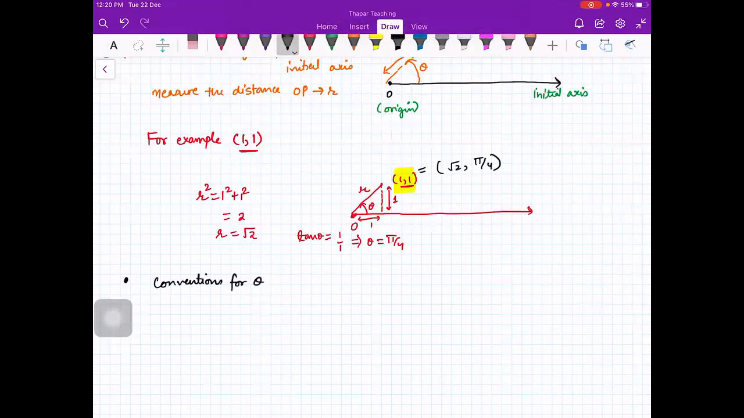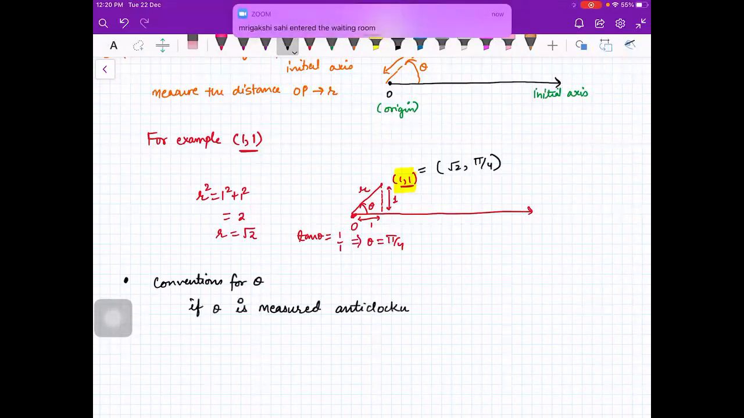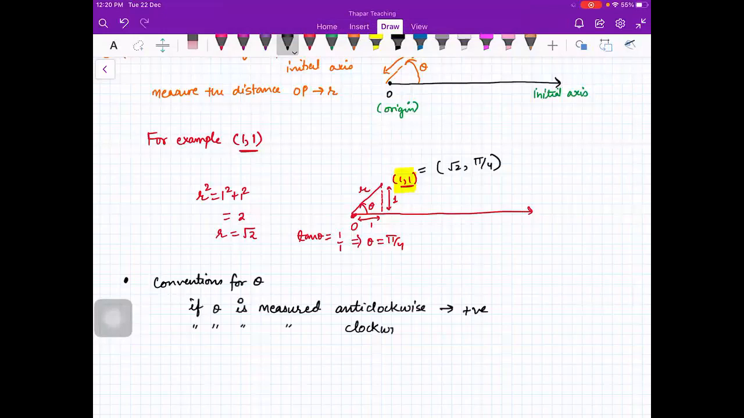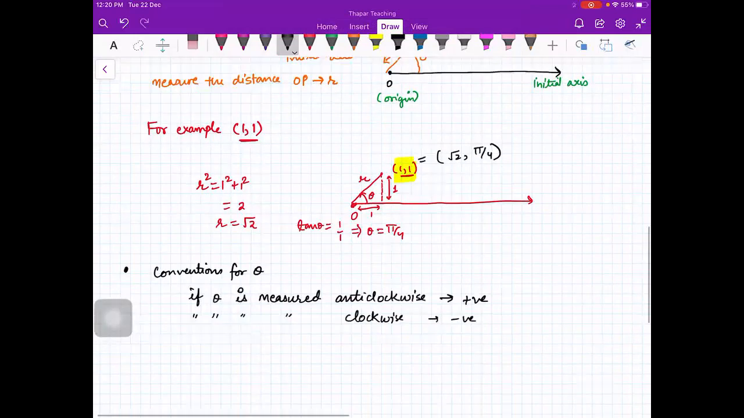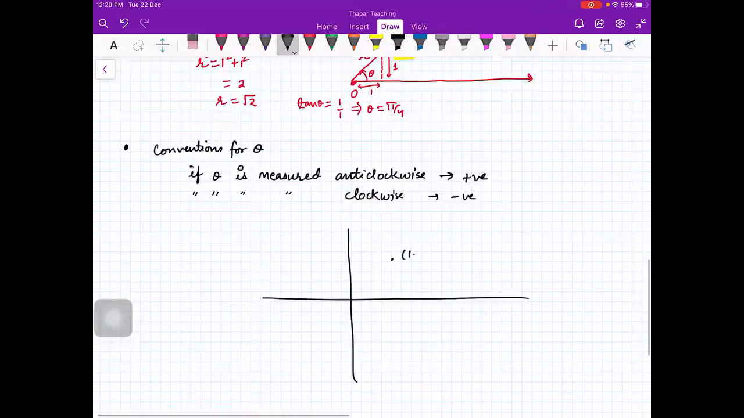So this is a general convention: if theta is measured counterclockwise or anti-clockwise, we take it as positive. If theta is measured clockwise, we take it as negative. Fine. So for example, suppose there is this point (1, 1). We know the name of this point is (root 2, pi by 4). And suppose there is this point here, (1, minus 1).